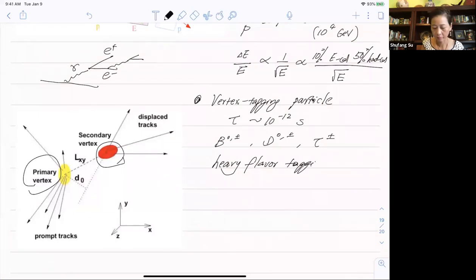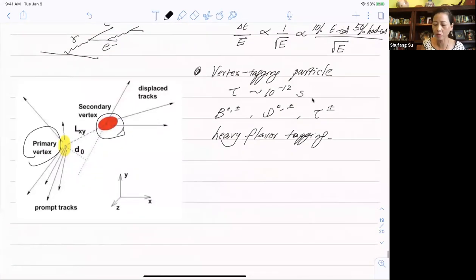tagging, okay? And the typical resolution is somewhere about 30 to 50 micrometers over there. Okay, so from an experimental point of view, you really need to construct a secondary vertex and then compare with the primary vertex and say, aha, I have a tagging over there. So that is so-called B tagging, for example, for the heavy flavors. And in the future colliders, when people are talking about 100 TeV pp machines, you will see people also talking about top tagging.